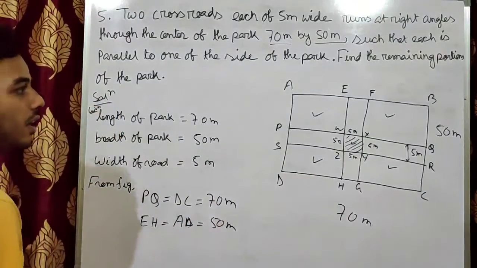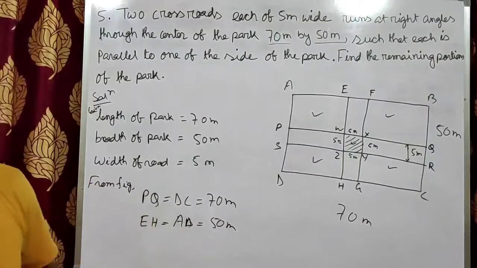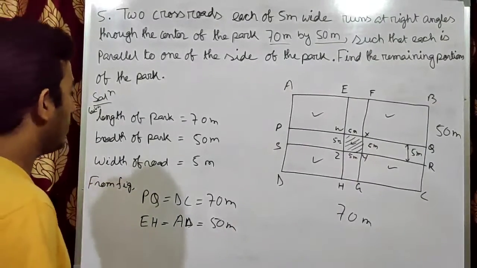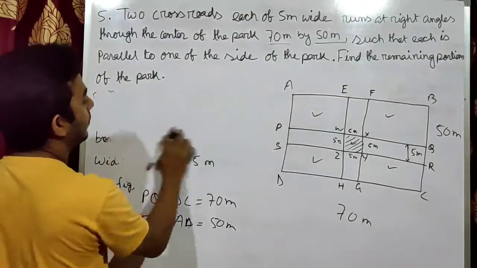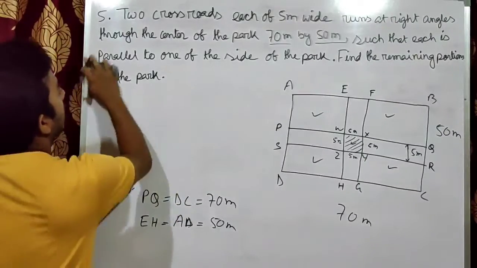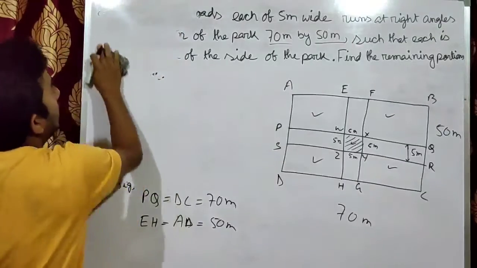So now we will find the area of the two crossroads. These crossroads are rectangular in shape, so we have to find the area of a rectangle, right? Okay, let me erase this one.